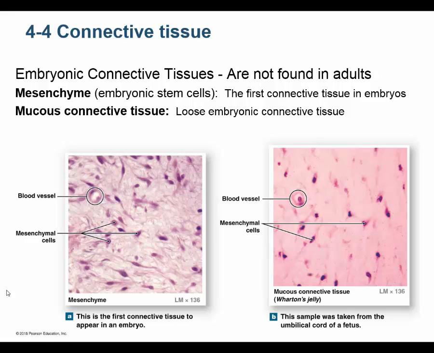All right, the Wharton's jelly we already talked about. It's mucous connective tissue embryonically. That's Wharton's jelly. We just talked about that. You've got to be careful when you're drawing blood from an umbilical cord because you might pick up Wharton's jelly.